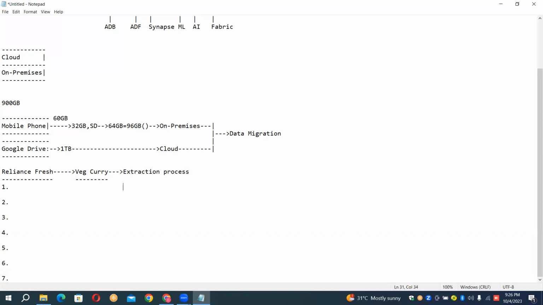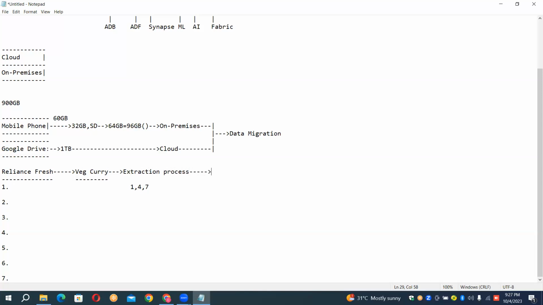That means from the group of all the vegetables, you are selecting only those vegetables which are required for cooking a curry. Let us say that is vegetable number 1, vegetable number 4, and vegetable number 7. I bought only these 3 vegetables. So this is called what? Extraction process. Now, guys, the next one, what do you have?